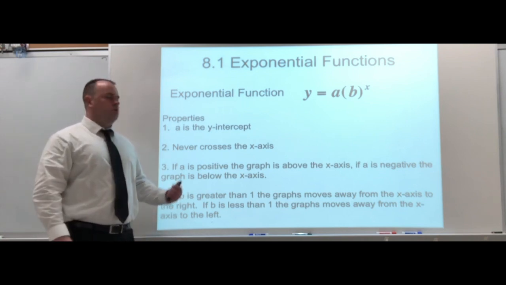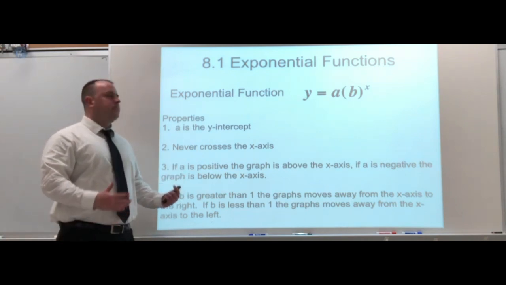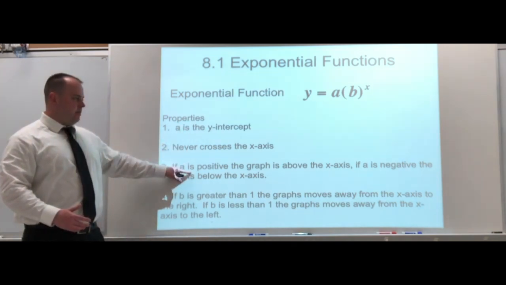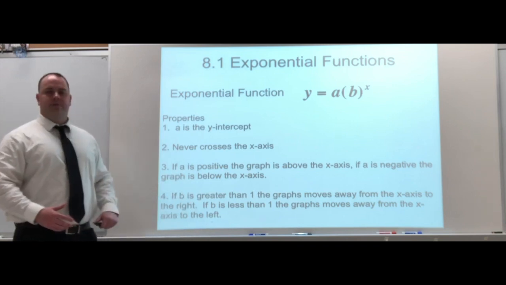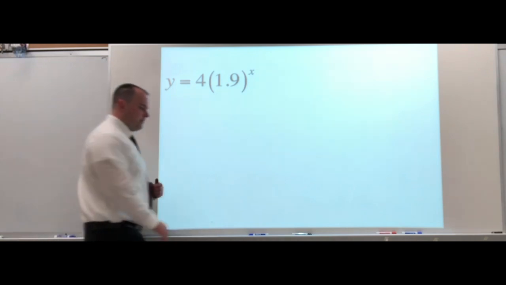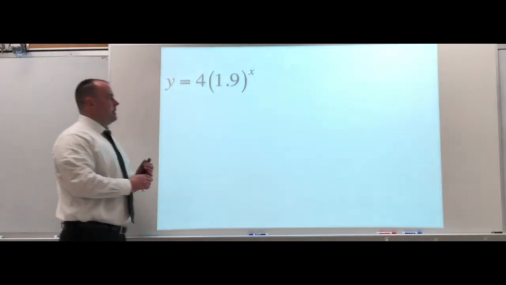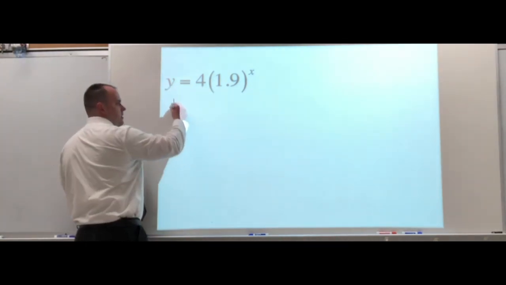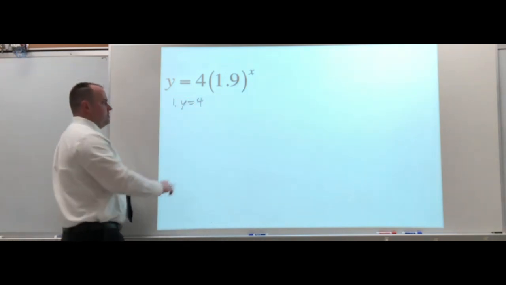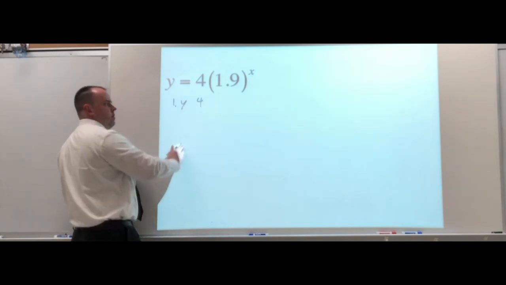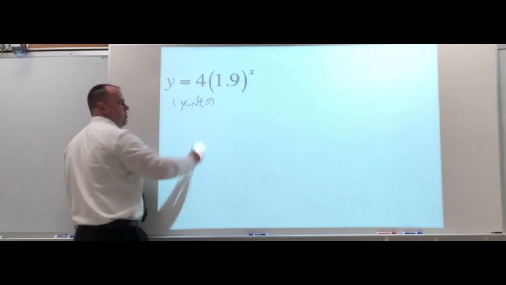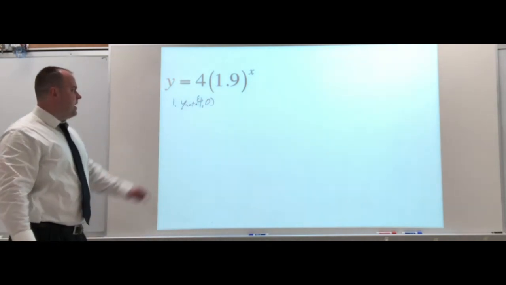Now what I'm going to ask you to do is, by looking at an equation, can you tell me what the y-intercept is? Is it above or below the x-axis? And does it move to the left or right away from the x-axis? So looking at this one here, the three things. The y-intercept is going to be 4. I don't want to say y equals, that looks like an equation. But the y-intercept equals (0, 4). Put it as a point there.